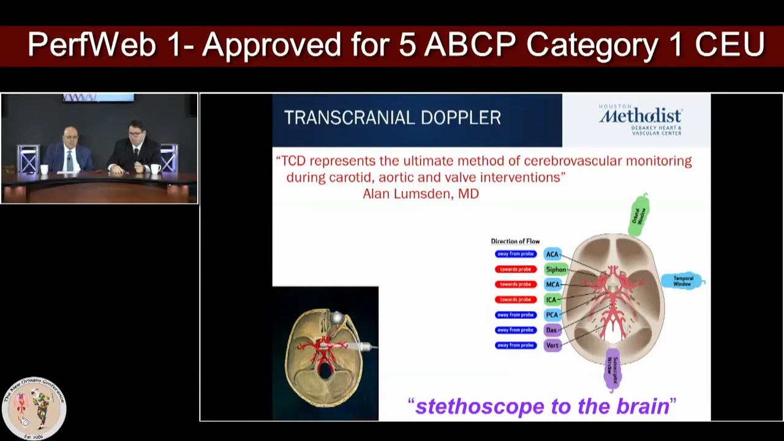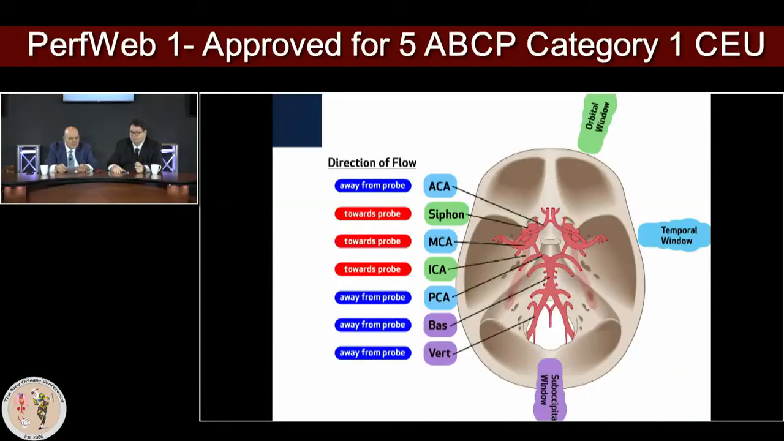And my boss, Dr. Lumsden, is definitely a believer in transcranial Doppler monitoring, and we do all his cases under TCD monitoring, all the carotids, all the T-bars. He believes TCD is definitely the best method for all the cardiovascular and cerebrovascular monitoring during surgery.